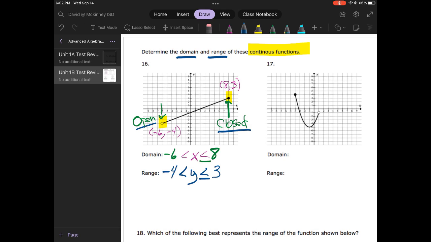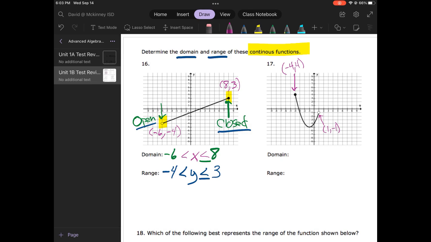On 17, though, the situation is a little bit different. So again, I have a continuous function. I have a point at either end of this function, one point that is closed and one point that is open. The point on the far left is -4, 4. On the far right, my point is going to be 1, -1.